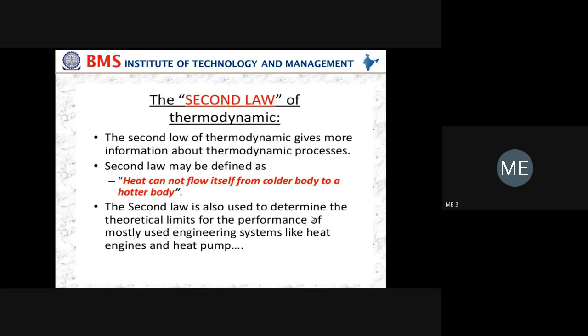Okay, and it may be defined as: heat cannot flow by itself from colder body to hotter body. Always the heat flows from higher temperature to lower temperature, or from hot body to cold body.